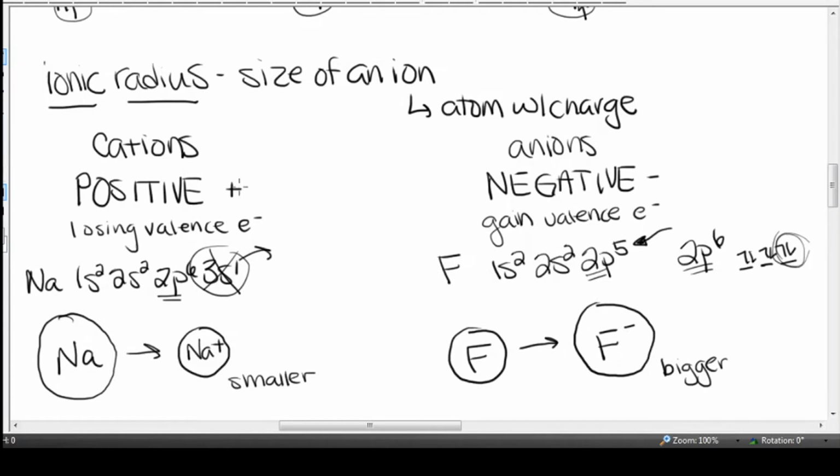And our next unit is all about ionic bonding. So this idea about what a cation is and its size, and what a negative ion is and its size, is going to play an important role in understanding ionic compounds.